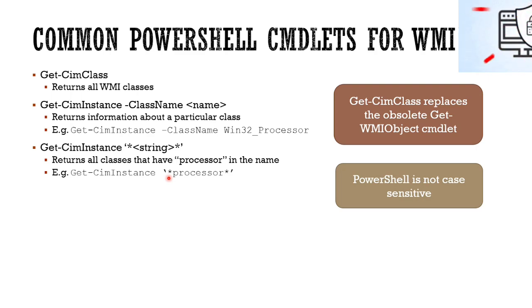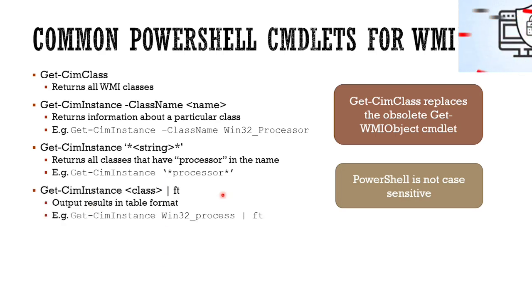If you want to format your output, you can Get-CimInstance -ClassName, whatever the class is, pipe ft. Now that's just a PowerShell thing. It's an alias for Format-Table, which means it will return the output in table format. So you can see we're getting Win32_Process and then formatting that. So you have all the little processes and then all the little columns with all of their attributes.